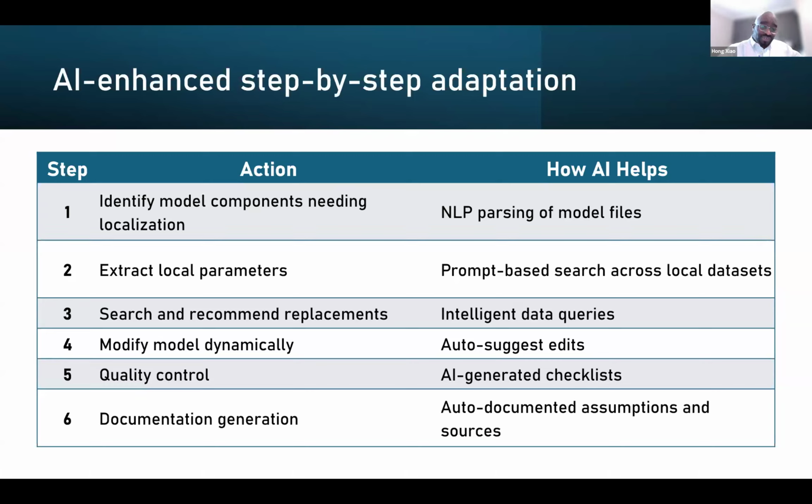And the next step is to extract those local parameters. And this is where we start doing the prompt engineering and looking at local data sets that might be of interest for the specific country or the HTA agency. The third step is to search and recommend replacements, write intelligent data queries in order to find the most appropriate data that needs to be used.